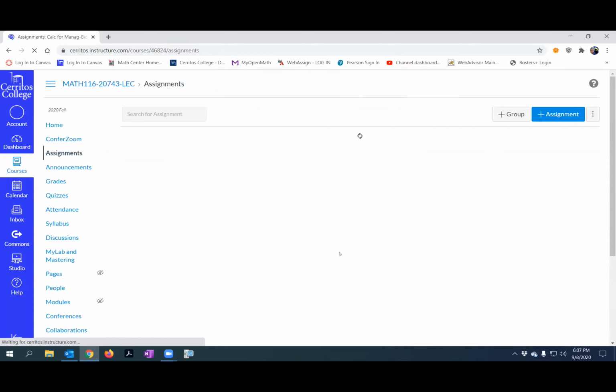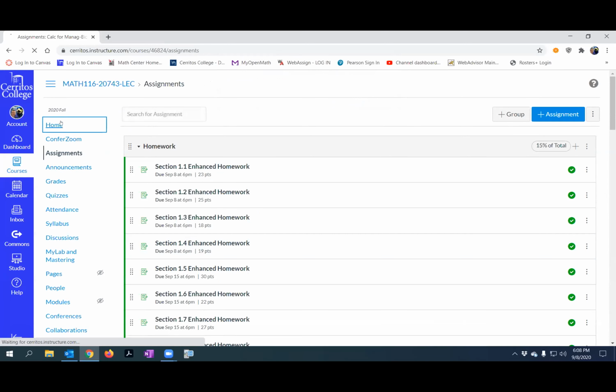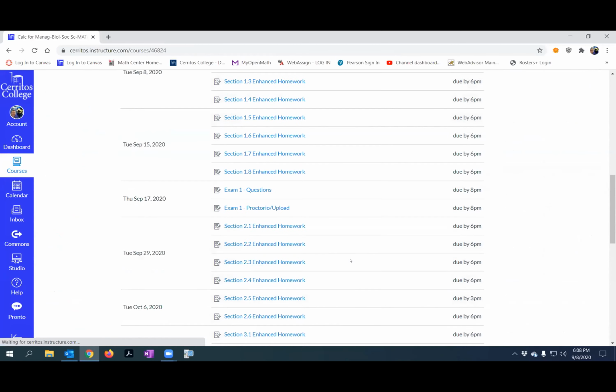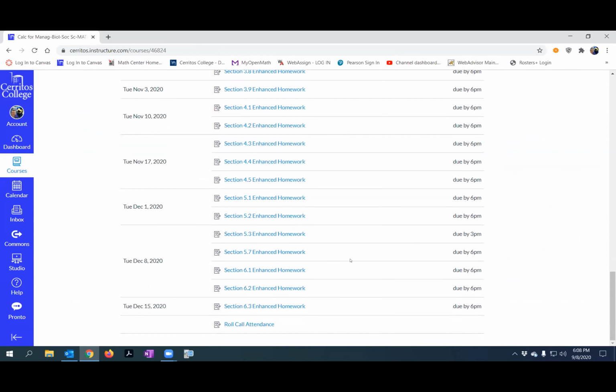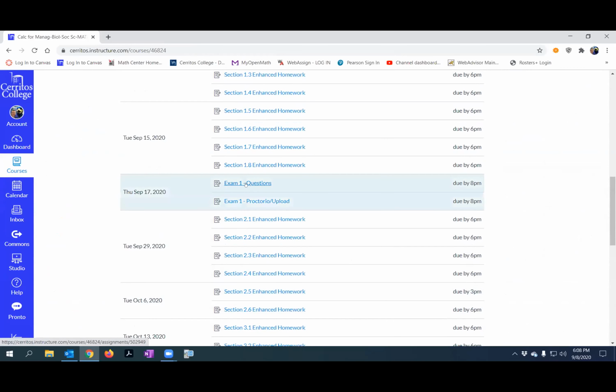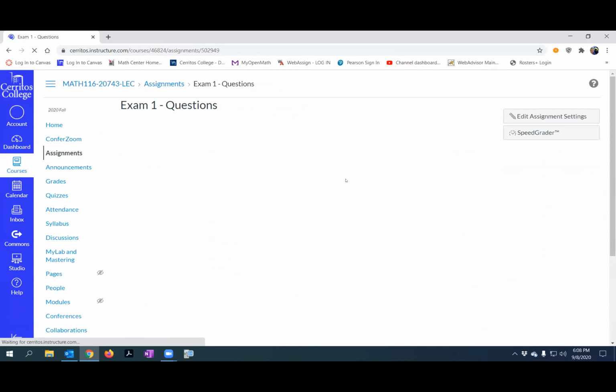Again, the assignments, actually, let's go back to the home. On exam day, both of these assignments will be here, posted for you. Right here, it says exam one questions. That's where you're going to get the questions and submit the answer. Proctorio upload is going to start the clock, and that's where you upload your work. You're going to have to put the solutions in exam one questions, because this exam one comes from my lab.